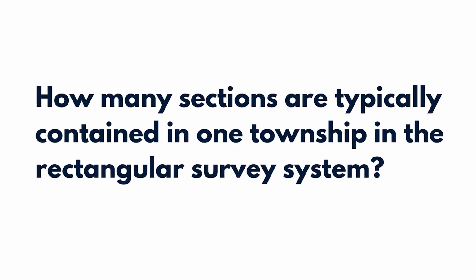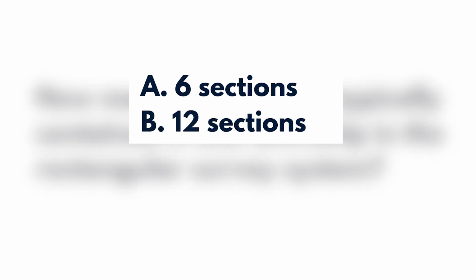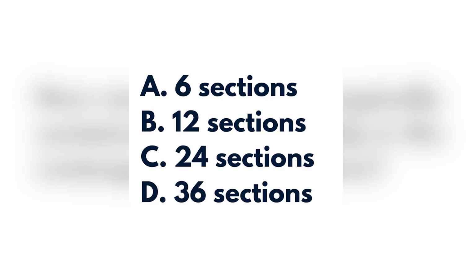Question 4. How many sections are typically contained in one township in the rectangular survey system? A. 6 sections. B. 12 sections. C. 24 sections. D. 36 sections. The correct answer is D.